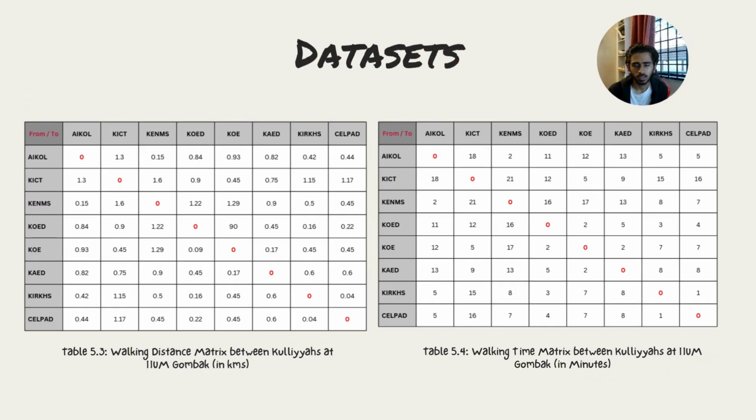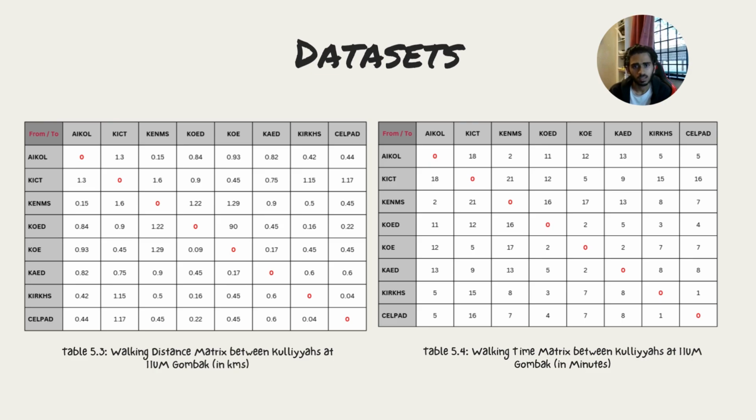As for the second data set, we found the distance between each kulia in IIUM Gombak. There are a total of 8 kulias here: Kulia of Law, ICT, Econs, Education, Engineering, Architecture, IKHS, and CELPAD. We calculated the approximate distance in kilometers, as well as the time taken to travel by foot from one kulia to another kulia. And these two are the tables, the matrix tables you can find.